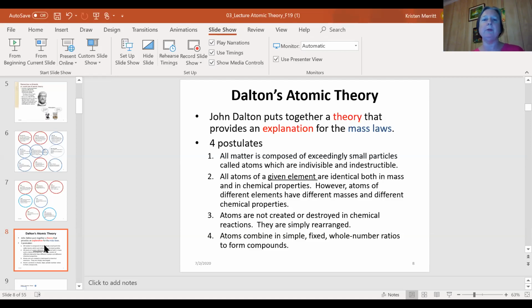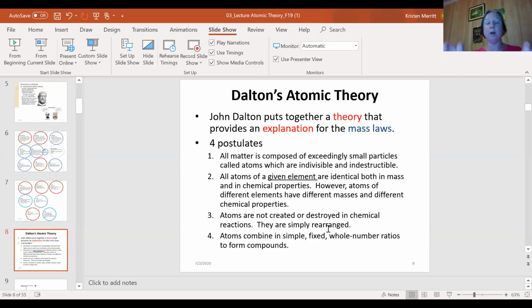Atoms are not created or destroyed. They are rearranged. Again, a lot of these early experiments were done with gases in closed containers. So by knowing that that gas didn't go anywhere, if you knew what you started with, I started with hydrogen, I started with oxygen, I end up with water vapor, then you know that water vapor was made up of a combination of hydrogen and oxygen atoms, because that's what you used. It couldn't have gone anywhere. They were not created or destroyed, only rearranged.